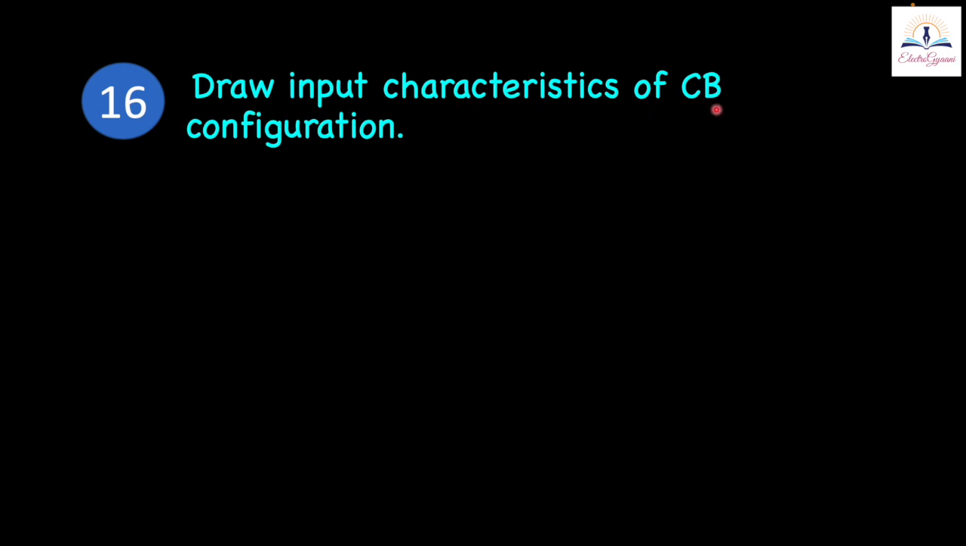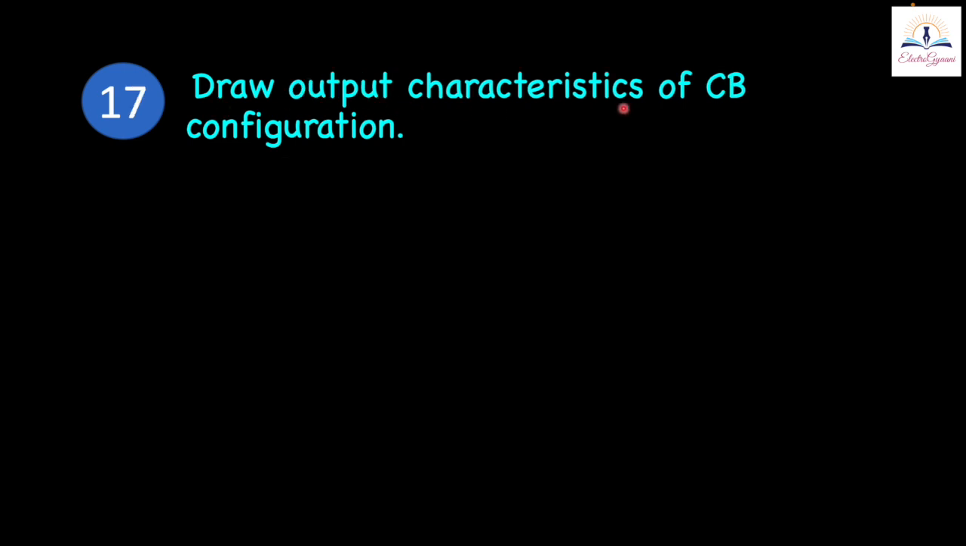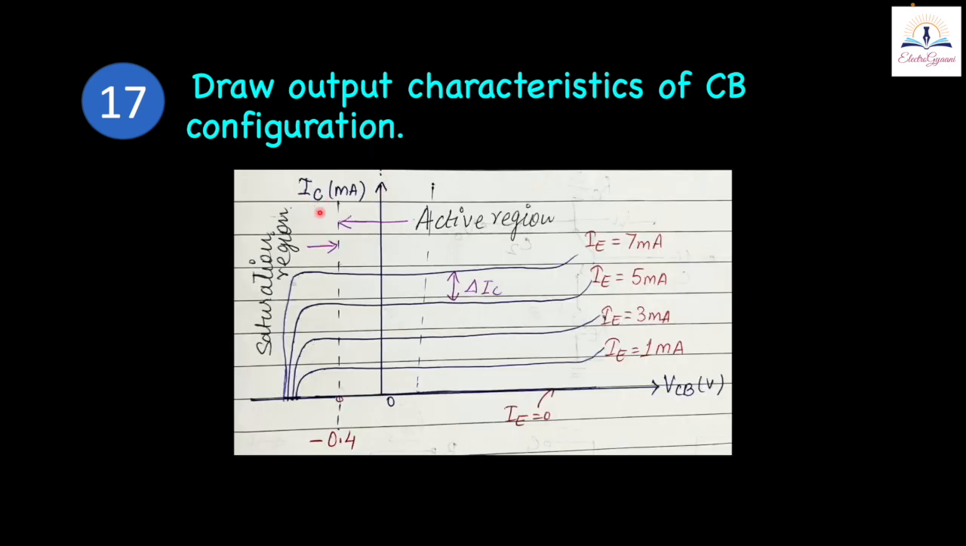Now the next is, draw input characteristic of common base configuration. In the common base configuration, the base terminal is common to input and output side. Input is given at the emitter terminal and output is taken from the collector terminal. So here the input characteristics of common base configuration are drawn between the emitter current and the base-emitter voltage for a constant collector-base voltage. Now as we increase this VCB, you can see there is an increase in the emitter current.